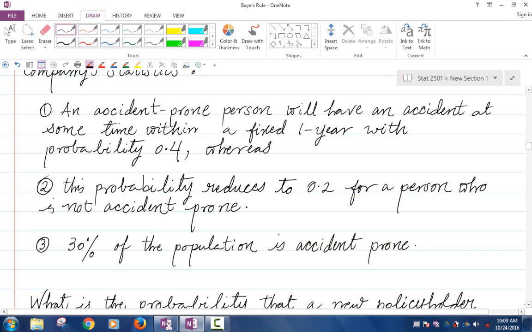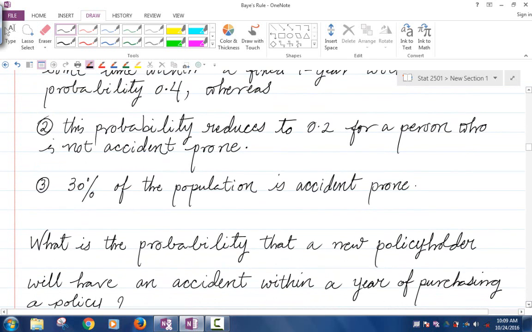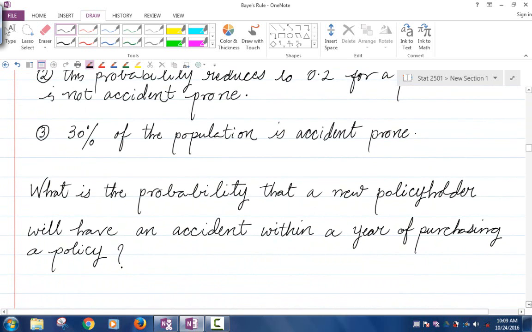All right, so the question is, what is the probability that a new policyholder will have an accident within a year of purchasing a policy? That's the question.